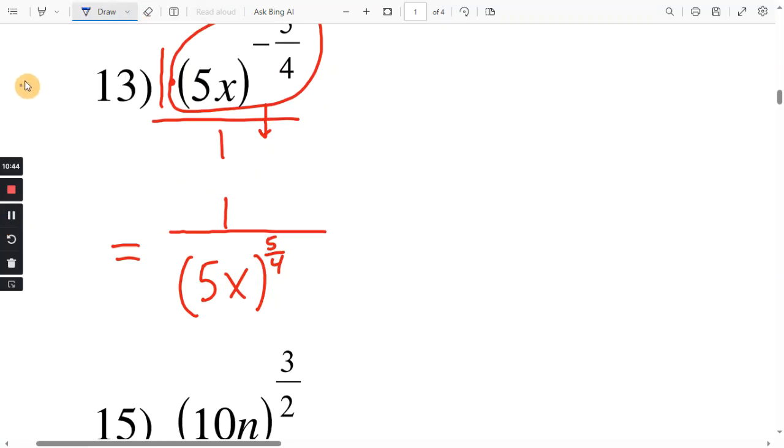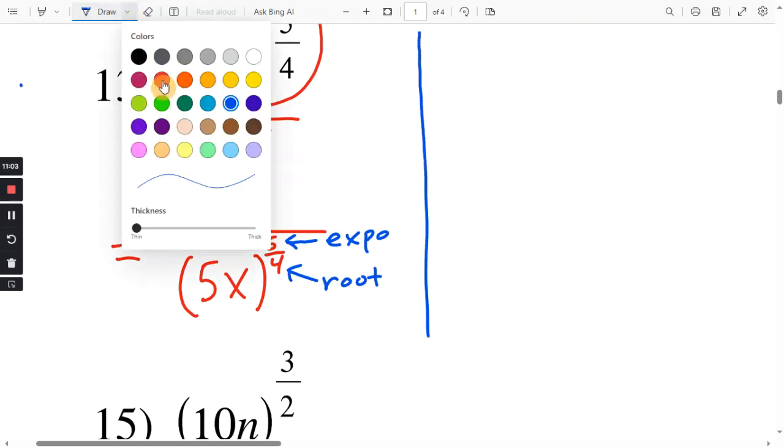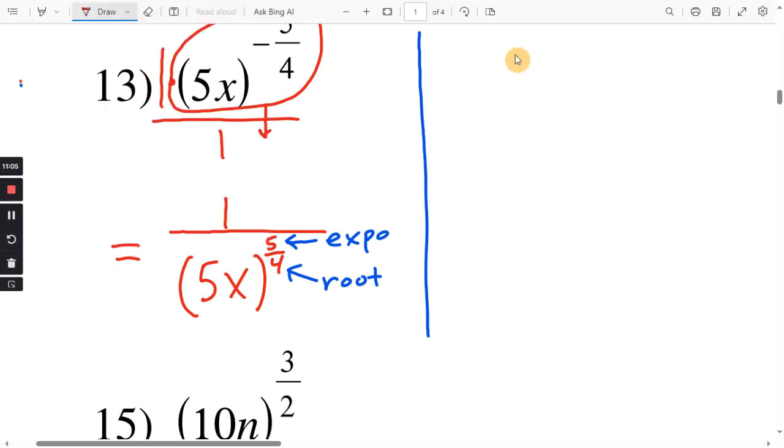All right, and just like before, we said that the numerator is going to be the exponent, and the denominator is going to be the root. So we're almost done here. We have a 1 in the numerator, and we have the 5x.